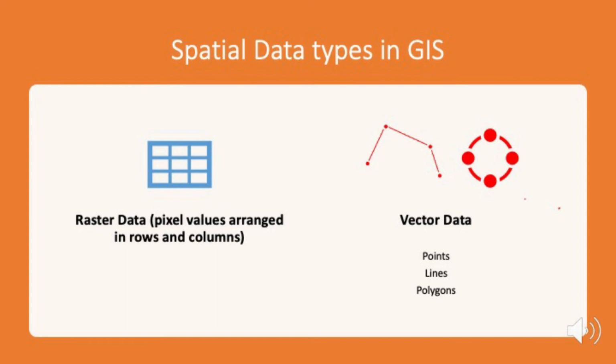So polygon will be area. So if you want to represent an area of a lake, or a country, a place, a building, so polygon data in vector can be used.